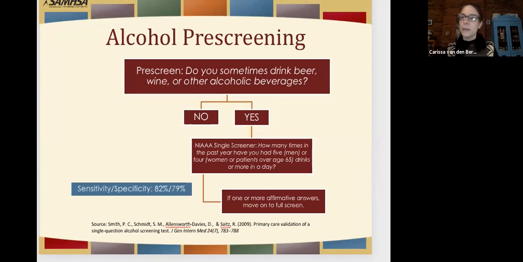Okay, then we build up. All right, how many times in the past year have you had 5 or 4 drinks or more in a day? So this gets at binge drinking. So when you're talking to a woman, you say 4 drinks in one sitting. And if you're talking to a man, it'd be 5 drinks in one sitting. This getting at this sort of binge drinking use kind of starts to show where somebody is going to have some sort of risks. And then if they're affirmative, you move to the full screen.